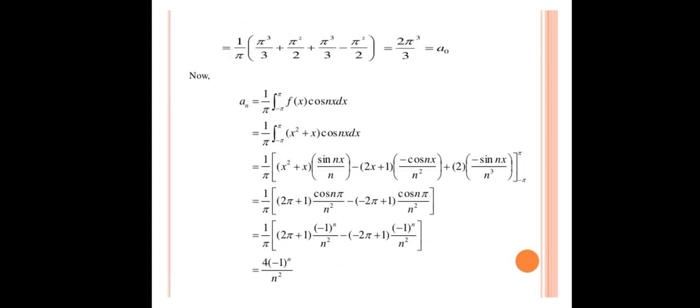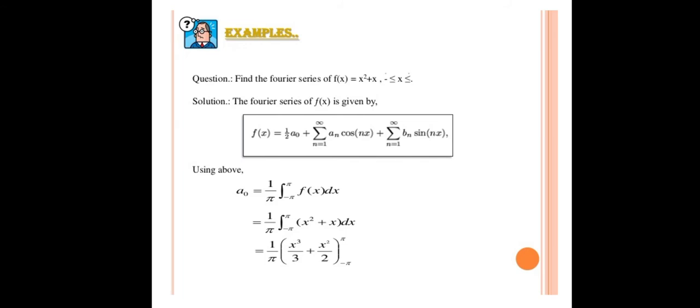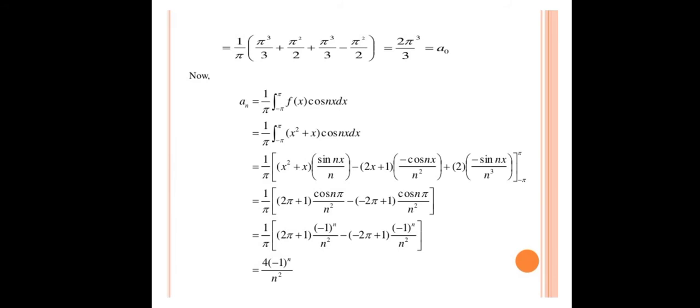Then 1 upon pi, putting in the limits minus pi to pi, this gives 1 upon pi times pi cube divided by 3 plus pi square divided by 2 plus pi cube divided by 3 minus pi square divided by 2. Putting in the limits, this is equal to 2 pi cube divided by 3. This is the value of a0.